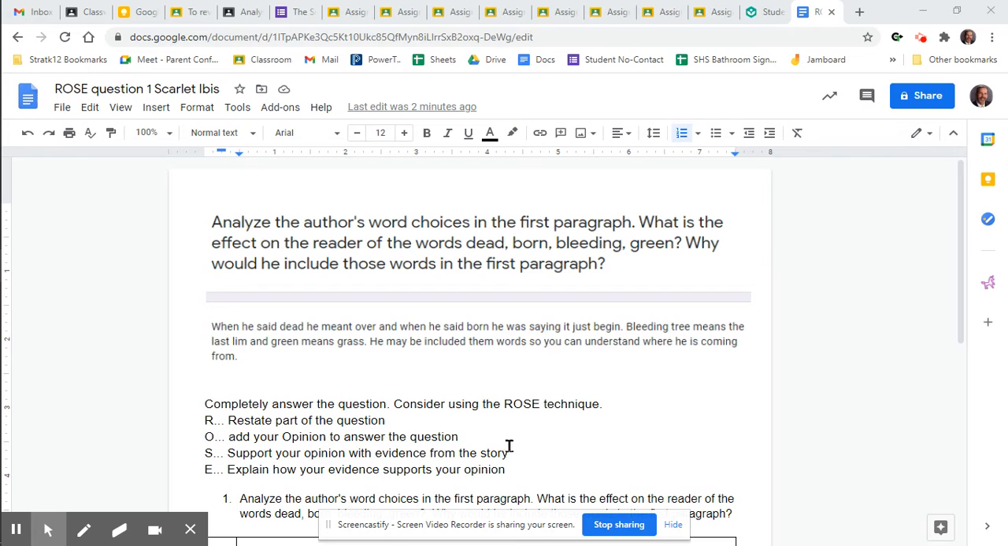So what you would do in order to come up with a good answer, and you see that I pulled a student answer here from the story. This student said, after the question, when he said dead, he meant over. And when he said born, he was saying it was just begin. Bleeding tree means the last limb, and green means grass. He may be included them words so you can understand where he is coming from.